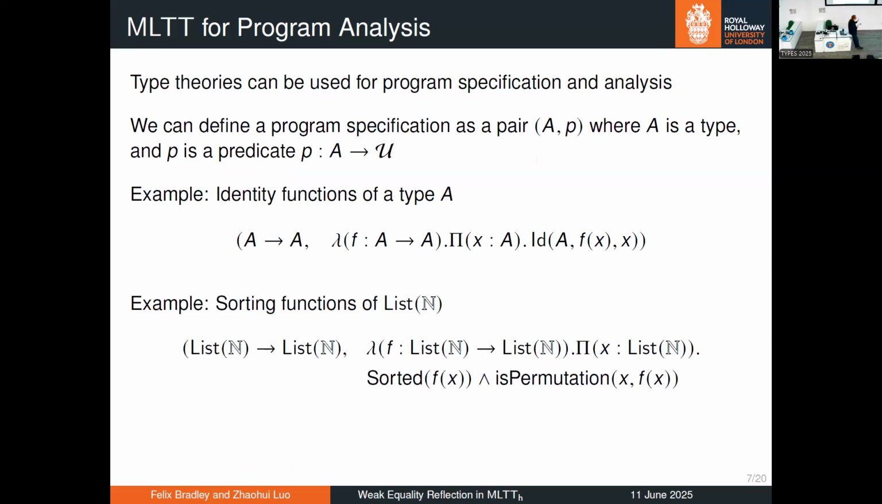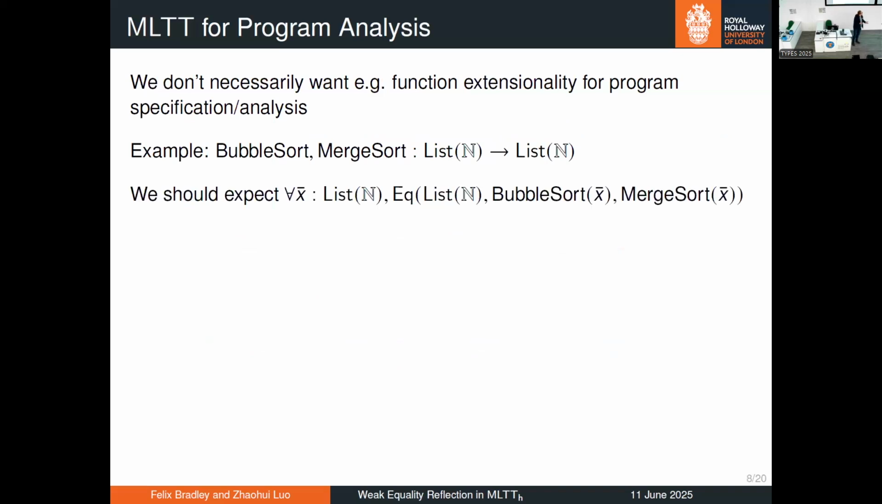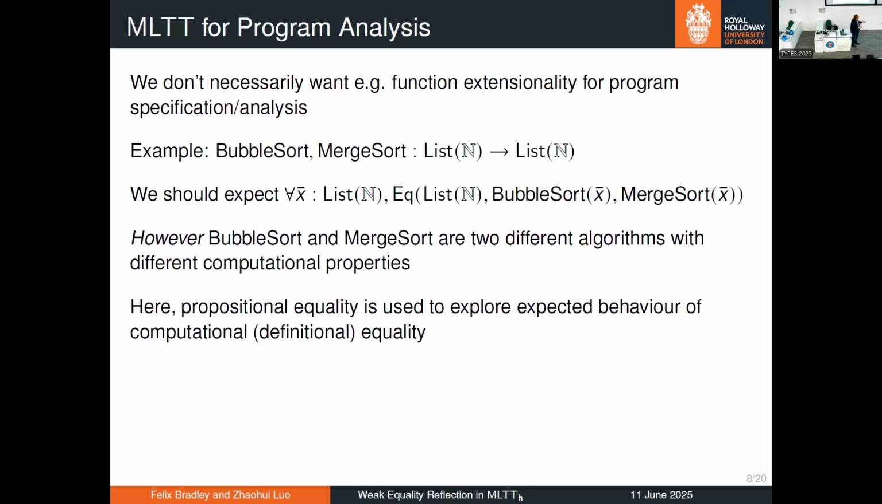So here are some brief examples. Weak equality reflection is quite important for these applications because we want to be able to describe the expected behavior of a program rather than trying to prescribe some behavior to it. A common example that we might cover here is bubble sort and merge sort. They're both sorting algorithms. The end result should be the same, but we don't necessarily want them to be the same function. We don't want to describe these two functions as equal because we may want to analyze the differences between them in, for example, running time.